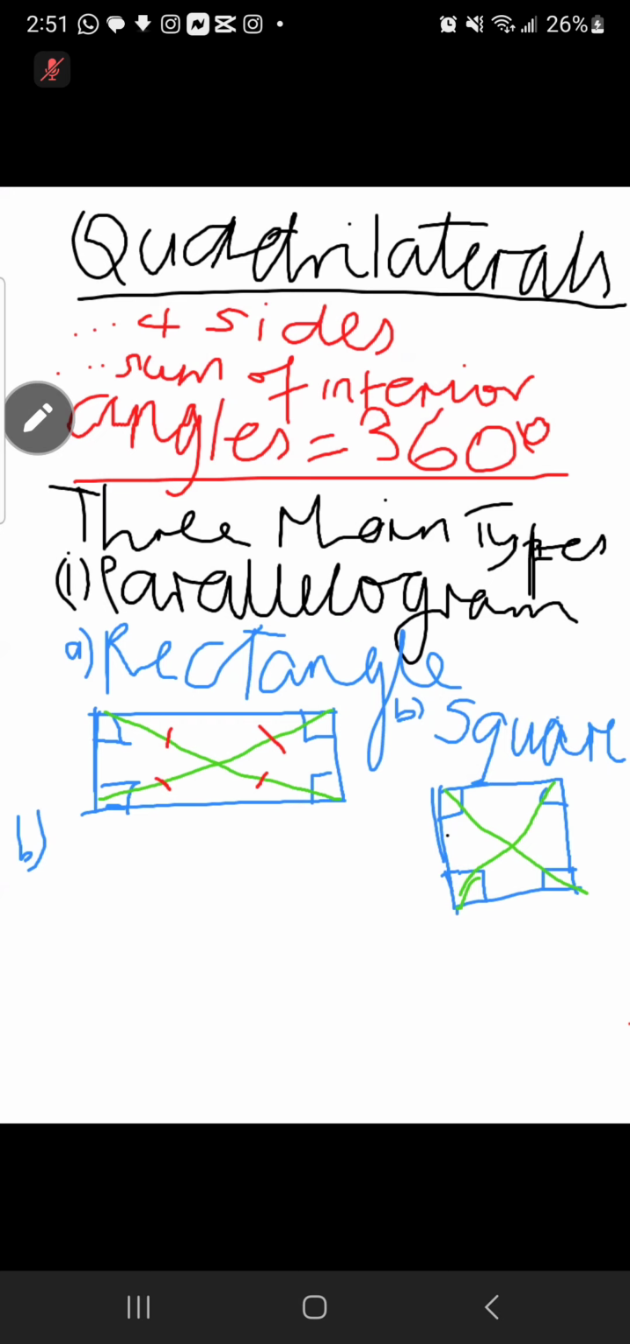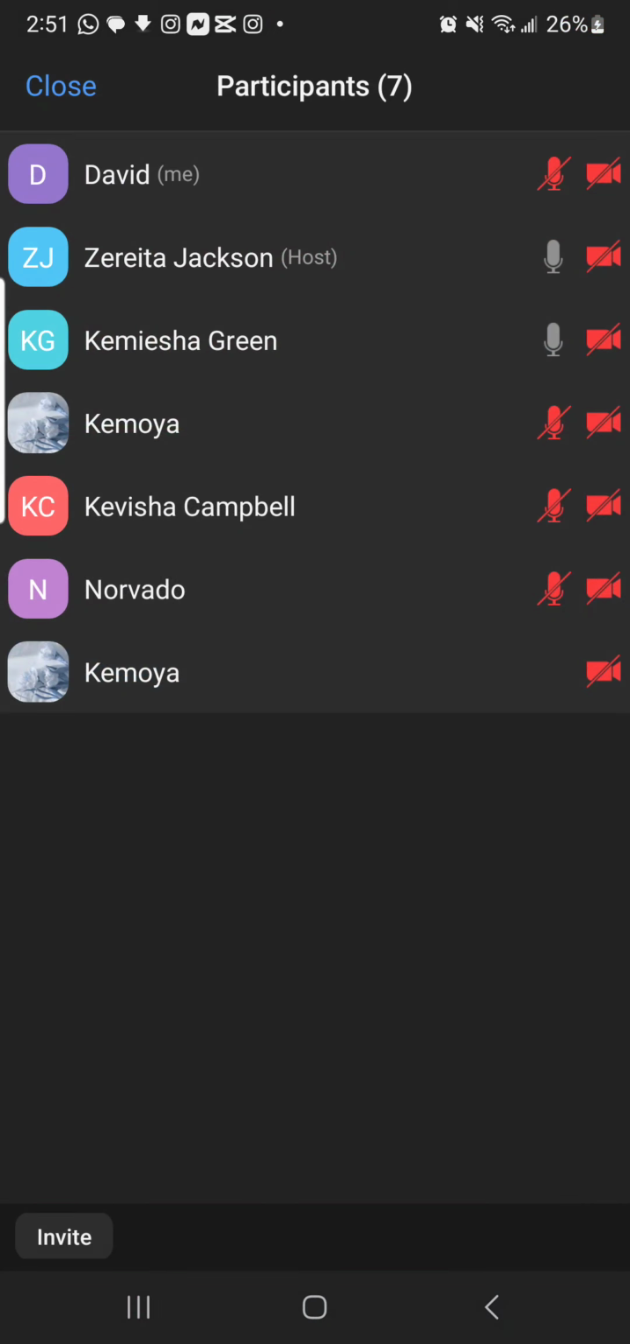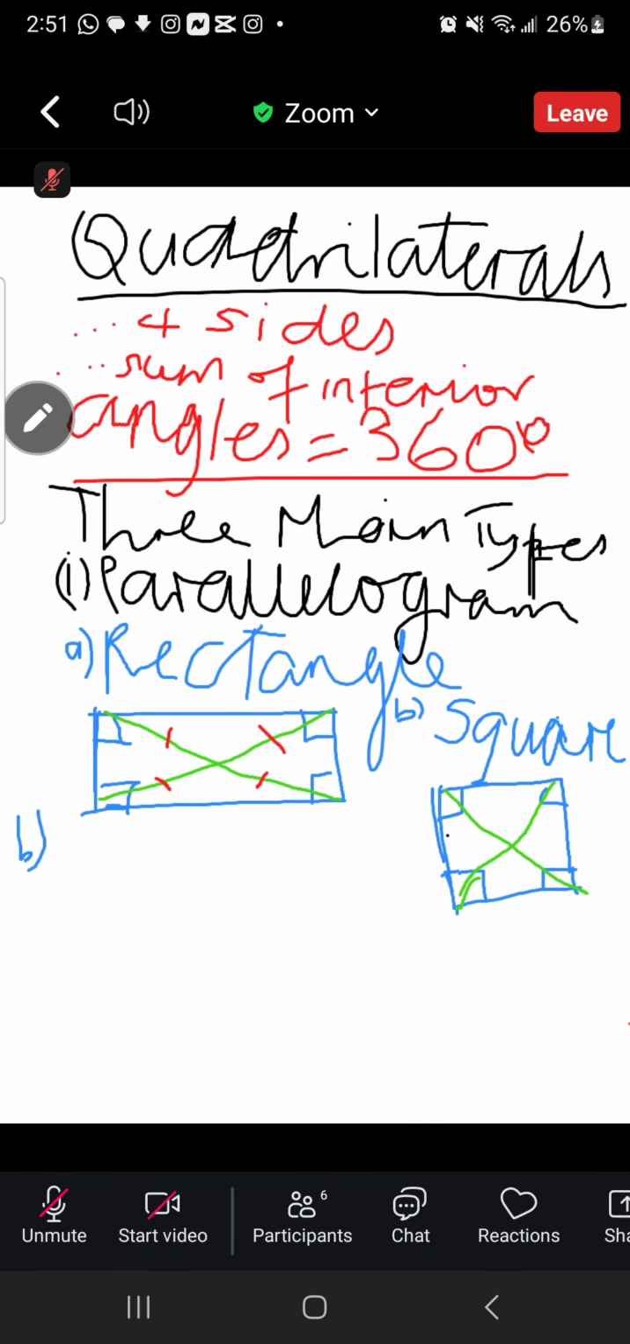You have that? I'm in a class. Yeah. All right, can Vado read the statement you have about square for me? Vado? Not there? David, what did you write down about square?